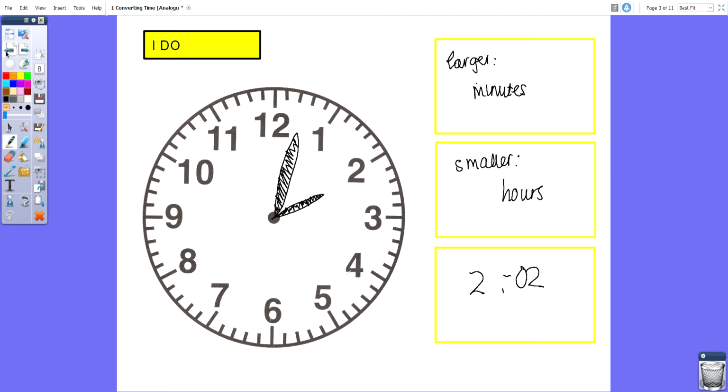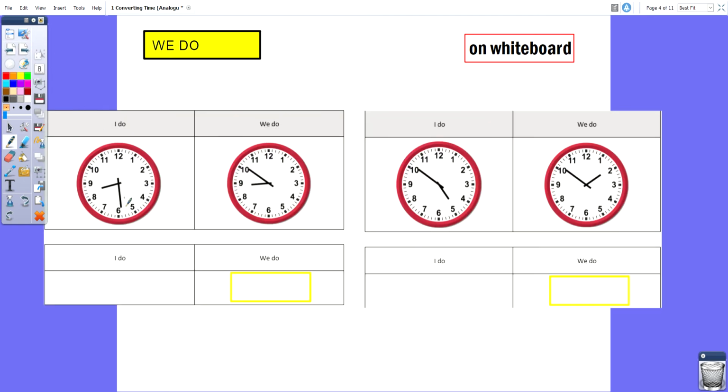Okay, so we're going to practice having a go at reading the time from clock faces. So I'm going to do this one on the left and this one here, and then you're going to have a go at the 2 that say we do above it. So this first one here, we're going to use the same method as before. We're going to look at the minute hand to see how many minutes have gone by. Remember, we count up in the smaller ones.